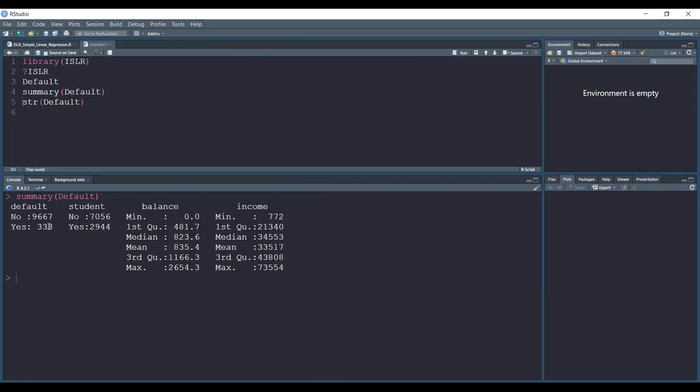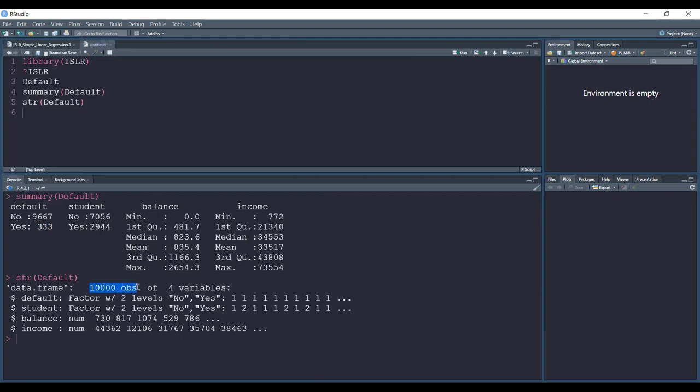We mentioned this data set is exhibiting a 3% default rate. We were just over 3%. We have roughly 300 of the 10,000, and you can see the 10,000 over here. These 10,000 individuals, 300 of them defaulted on their loan.